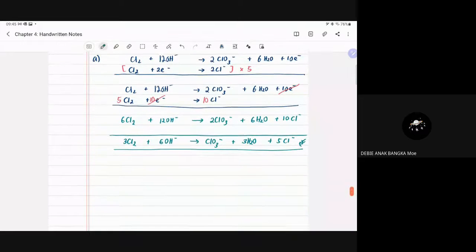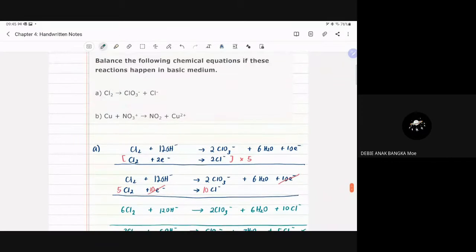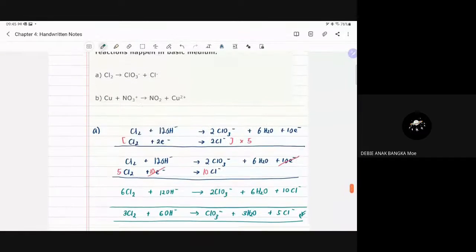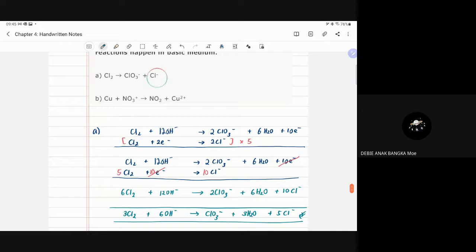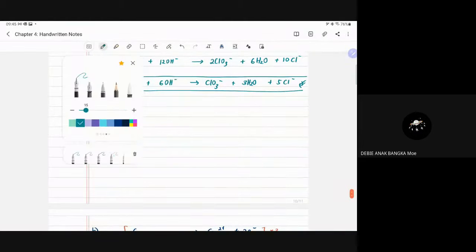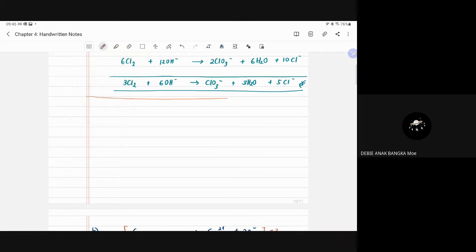So I'll start again, it's easier for me to start again. Is this for the equation where Cl2 becomes Cl minus or becomes ClO3 minus? Becomes ClO3 minus, right, Debbie? Yeah, first equation. So the first equation, I'll show that one only. So Cl2 becomes ClO3 minus. I'll just use carbon. So Cl2 becomes ClO3 minus.